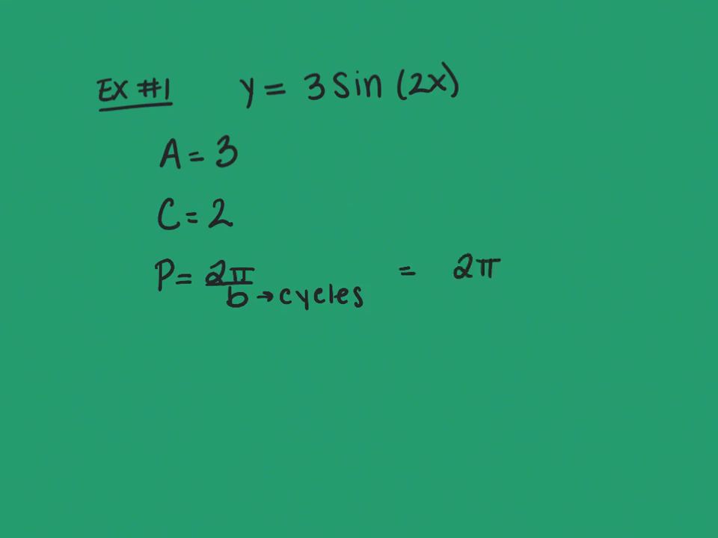So 2 pi over the cycles, which is 2. These will cancel, and my period will be pi. And the last thing we need for graphing is I, and I stands for interval. So I'm going to write that down because this is new.